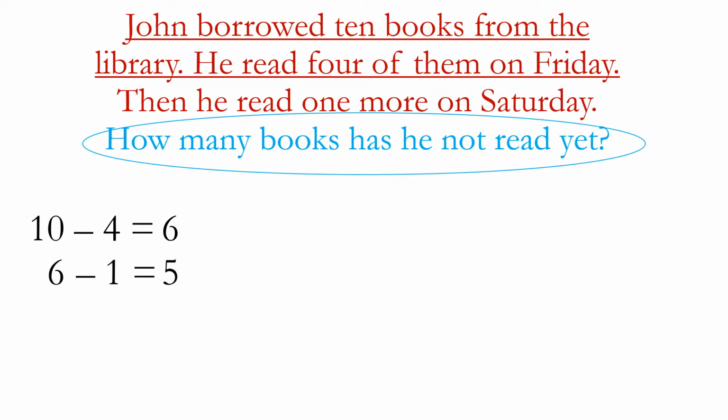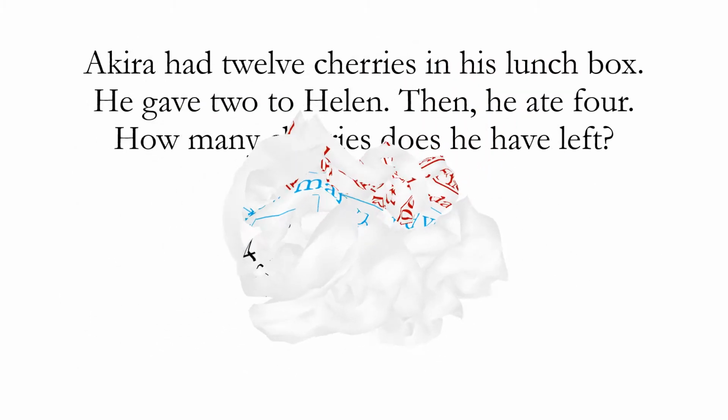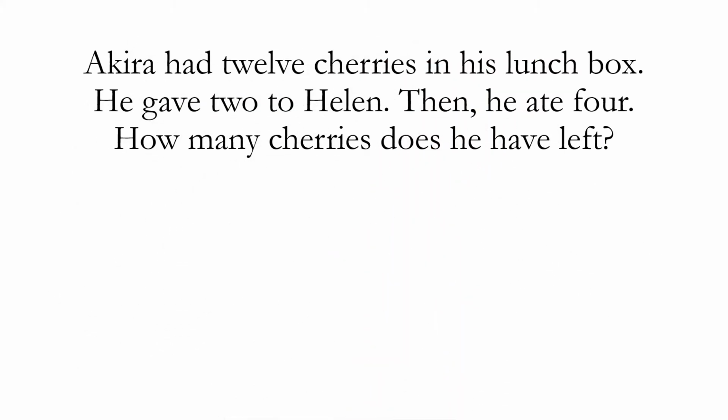Okay, so this is what we want our word problems to look like. There are 2 steps, lots of numbers. Let's break it up into 2 steps. Let's try another. Akira had 12 cherries in his lunchbox. He gave 2 to Helen. Then he ate 4. How many cherries does he have left?